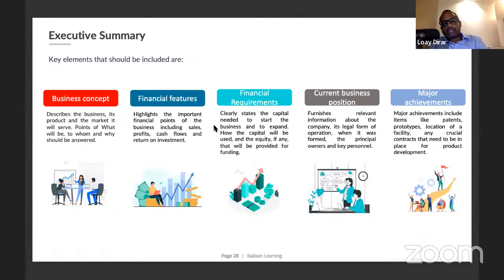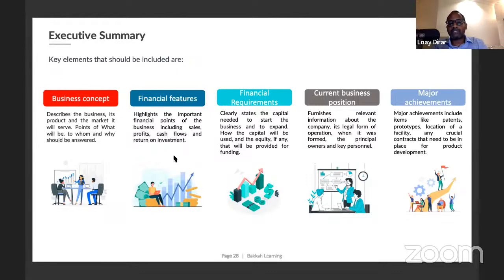Okay. Number 2, or another section, which is part of the executive summary as well. You need to describe, as part of the executive summary, key elements in the form of business concept, financial features, financial requirements, current business position, and major achievements. Business concept describes the product or market which you're going to serve.